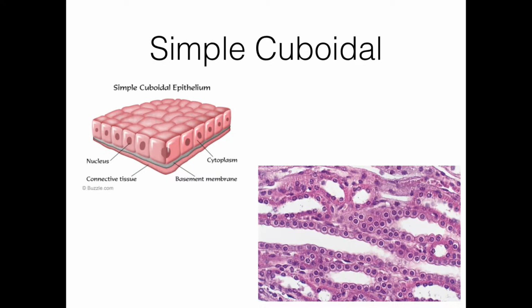Next is simple cuboidal epithelium. It can be identified as a single layer of cube-like cells with large round nuclei. It is usually arranged in a circle. Its location includes kidney tubules, thyroid follicles, as well as the salivary glands. Its functions are absorption, transportation, and protection from abrasion.